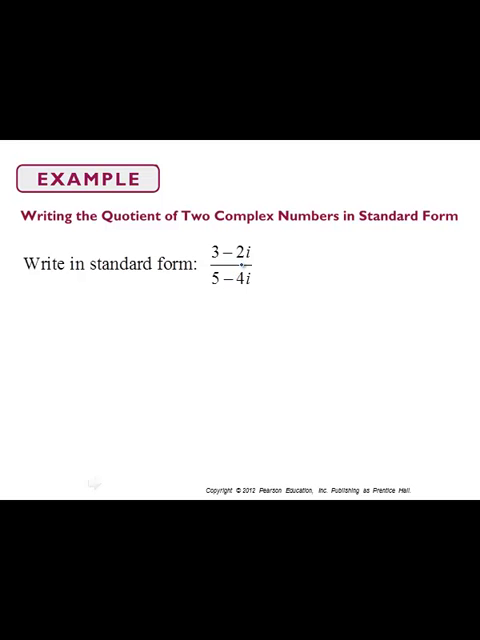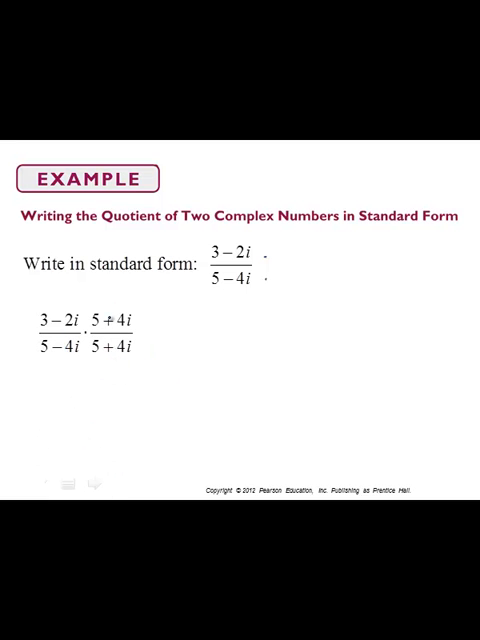Alright, let's do another example here. We're doing this division, 3 minus 2i divided by 5 minus 4i. So using that same idea that we saw in the previous slide, let's multiply the numerator and denominator by the reciprocal of 5 minus 4i, which will be 5 plus 4i.